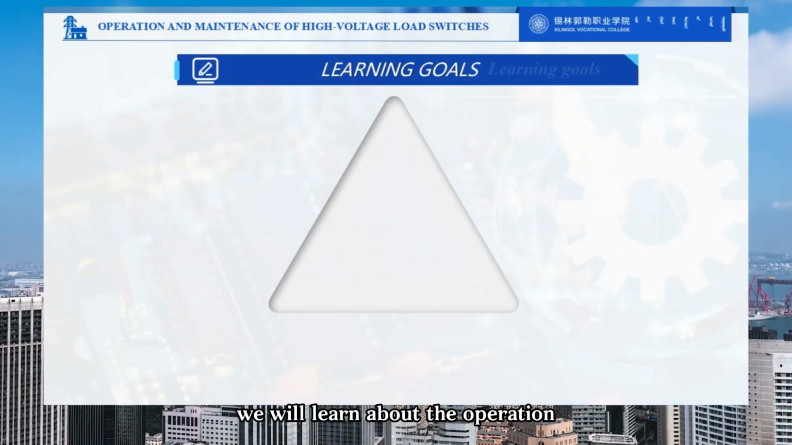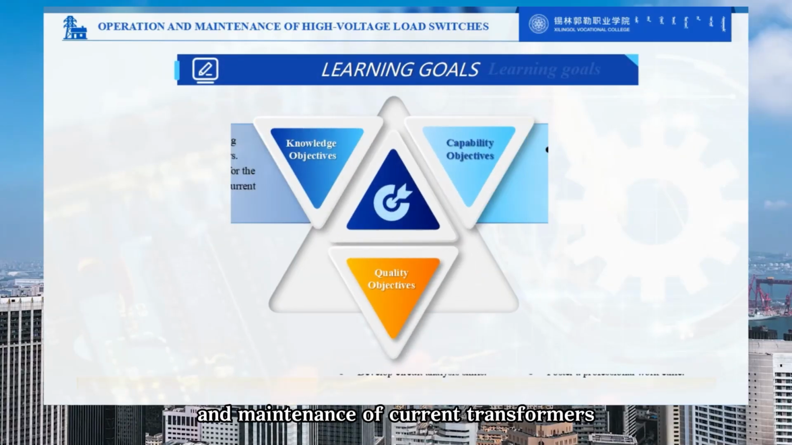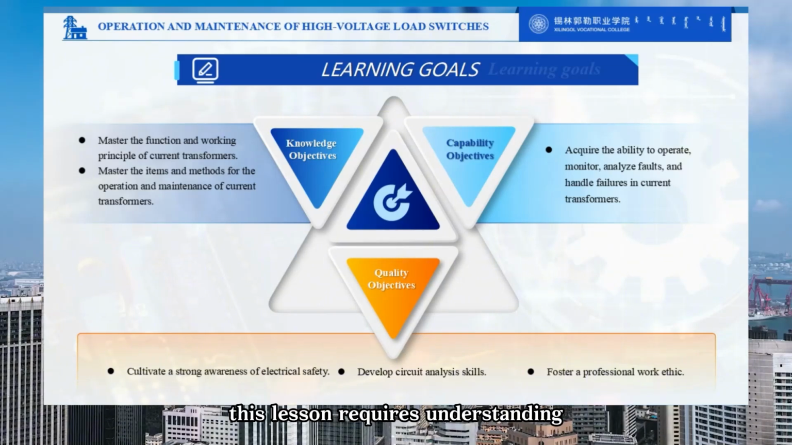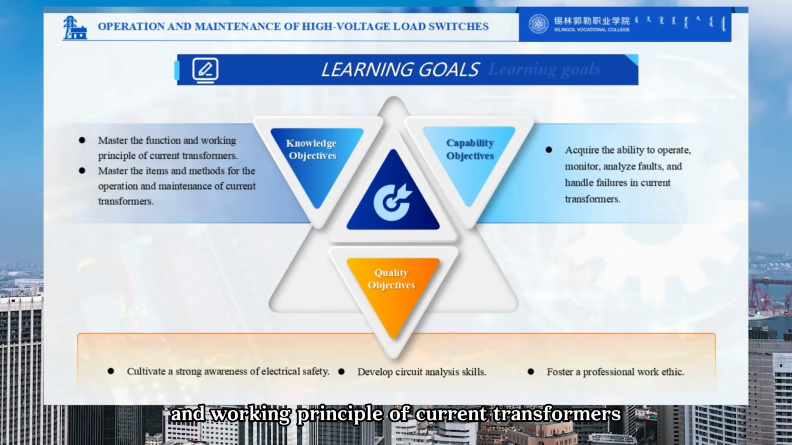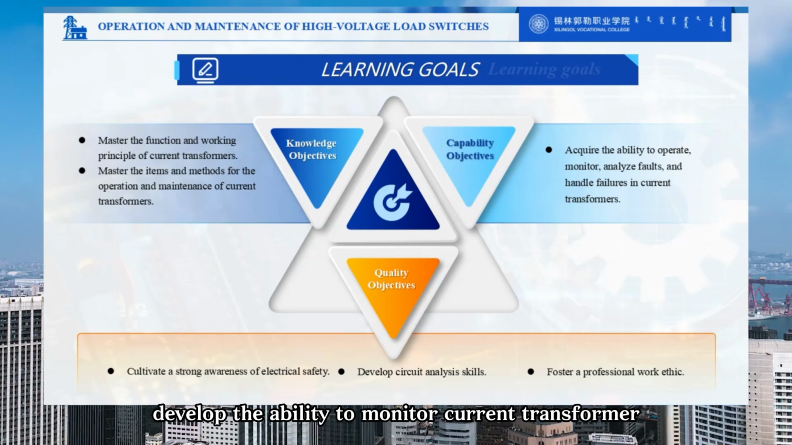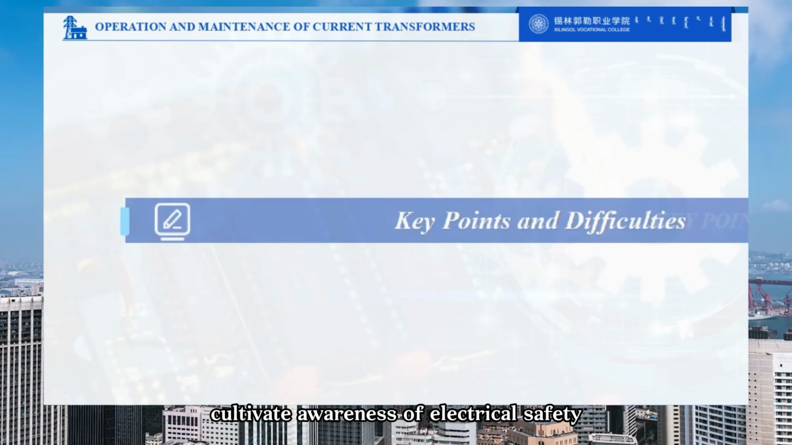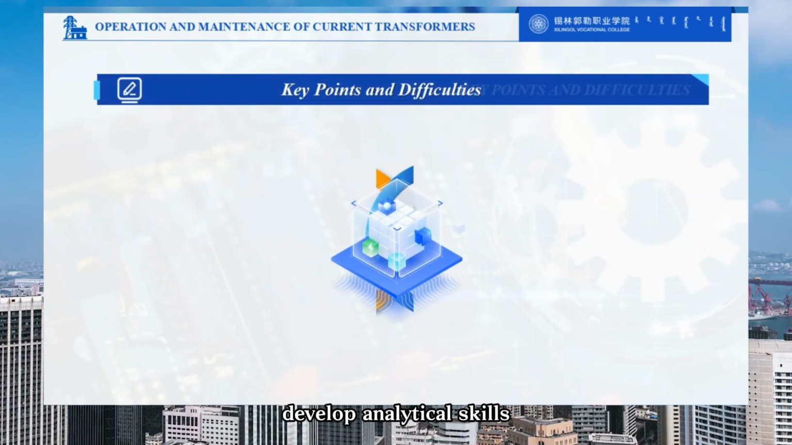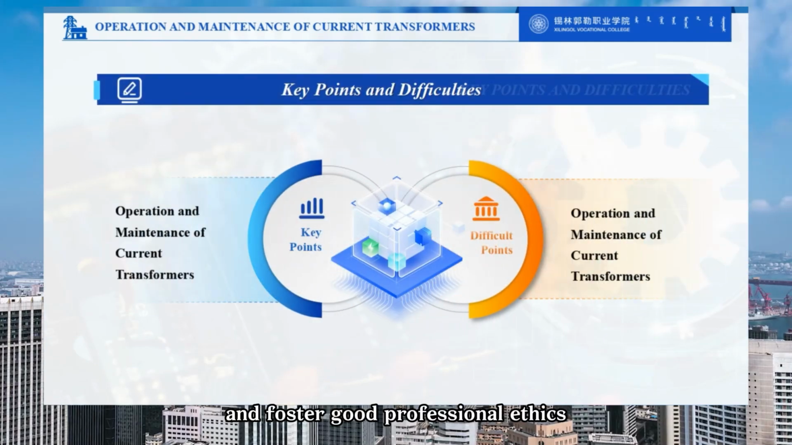Class, everyone. In this lesson, we will learn about the operation and maintenance of current transformers. This lesson requires understanding the function and working principle of current transformers, as well as knowledge of current transformer operation and maintenance, to thereby develop the ability to monitor current transformer operation, analyze faults, and handle faults. At the same time, cultivate awareness of electrical safety, develop analytical skills, and foster good professional ethics.